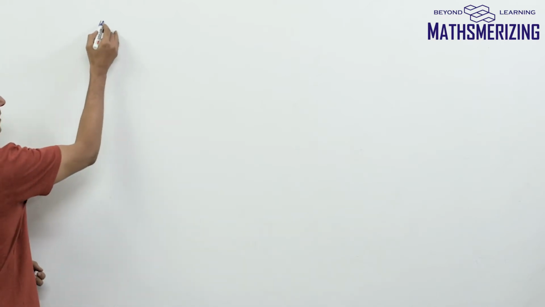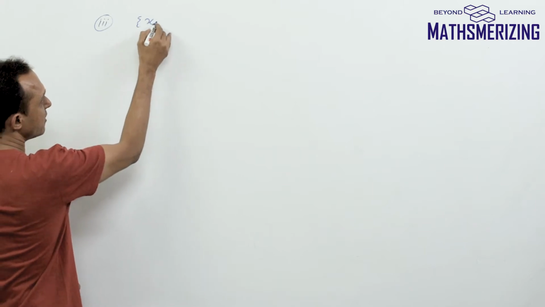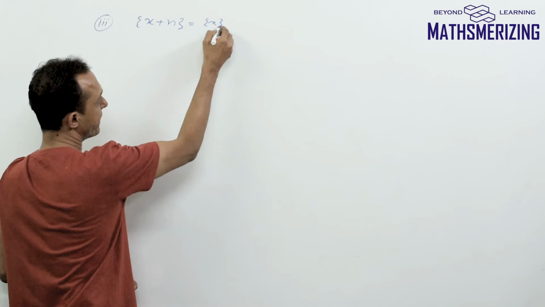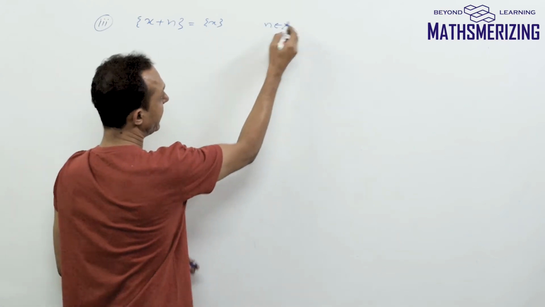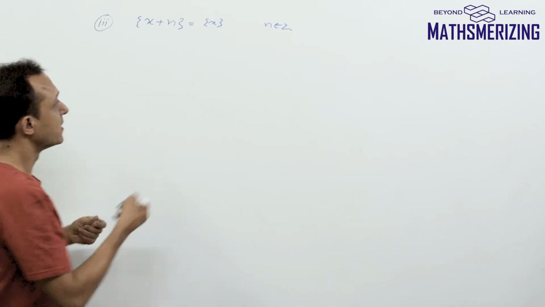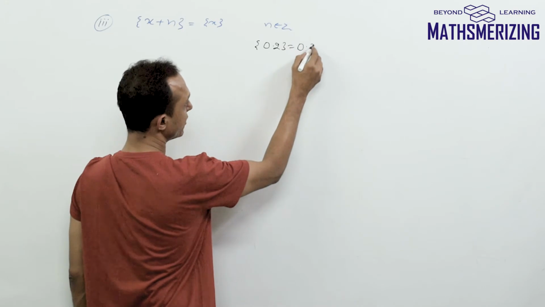Now the third property is: fractional part of x plus n is simply fractional part of x if n is an integer. So basically, when I say fractional part of x plus n, suppose I ask what is the fractional part of 0.2? That is 0.2.